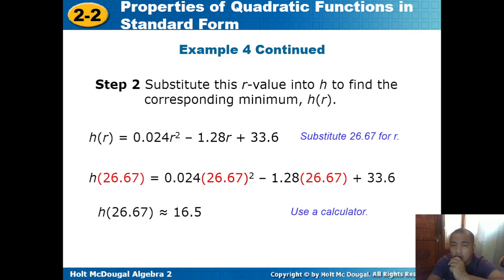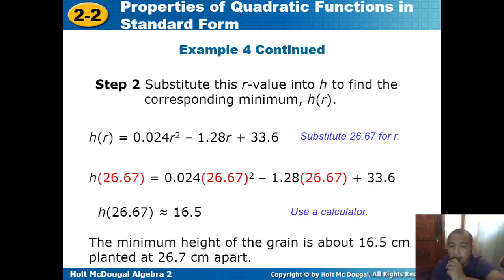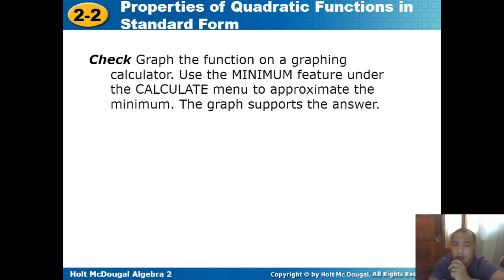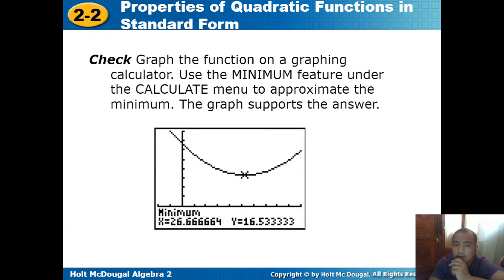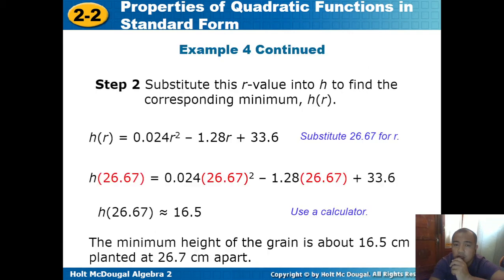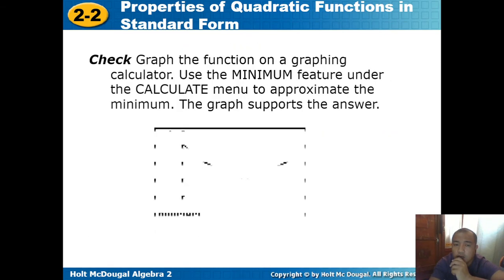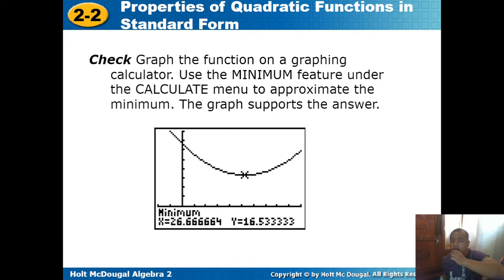This is now the minimum height of the grain, 16.5 centimeters, planted at 26.7 centimeters apart. Now graph the agricultural example. Using your graphing calculator, that's the minimum value there, 16.53. Our answer is 16.5, so it's just close.